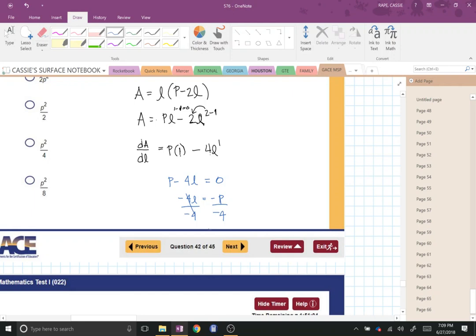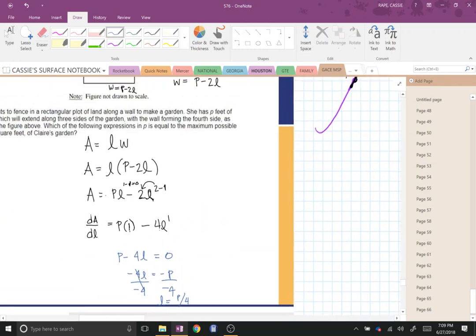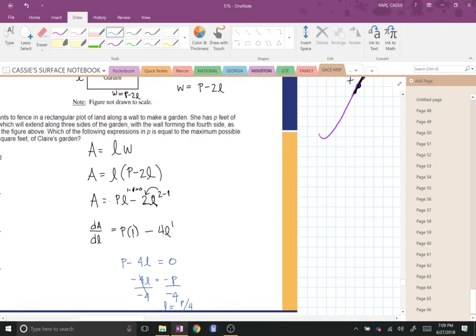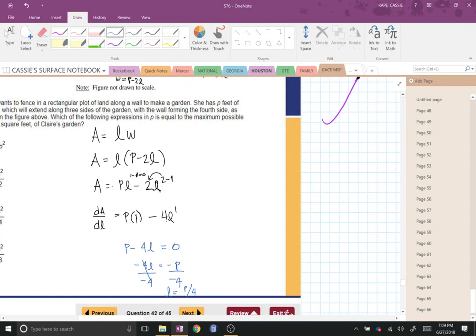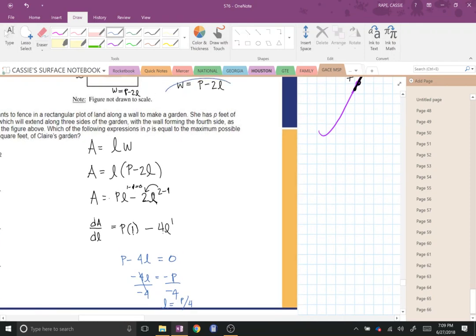So L is what you're isolating. L is the thing you really don't know. So that's P over 4. Well, if L is P over 4, what is W? I can go back up to this equation and write W is equal to P minus 2 times P over 4. So W is equal to P minus 1/2 P, which means W is equal to 1/2 P.